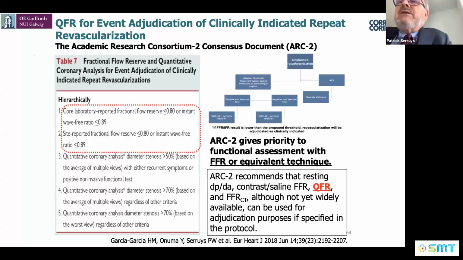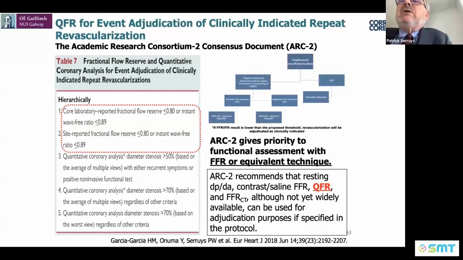And this is the ARC2, the Academic Research Consortium 2. As you know, I was the senior author of the first version in 2007. That's 13 years ago, basically, with Gottlieb and Greg Stone and Marty Leon and all the academic institutions. Now we have a second version, which has been published in the European Heart Journal and in Circulation. And what is important in the ARC2 is that we will use the QFR to make the adjudication.